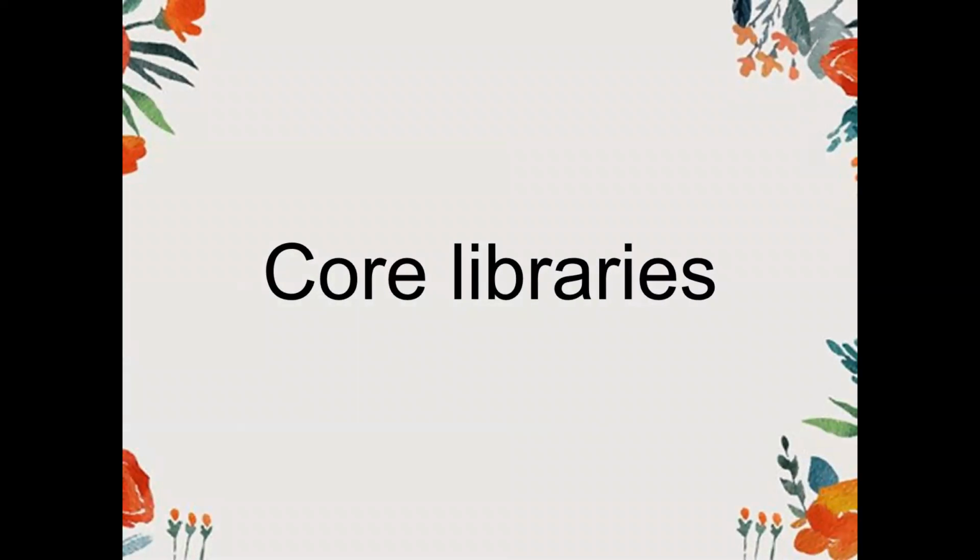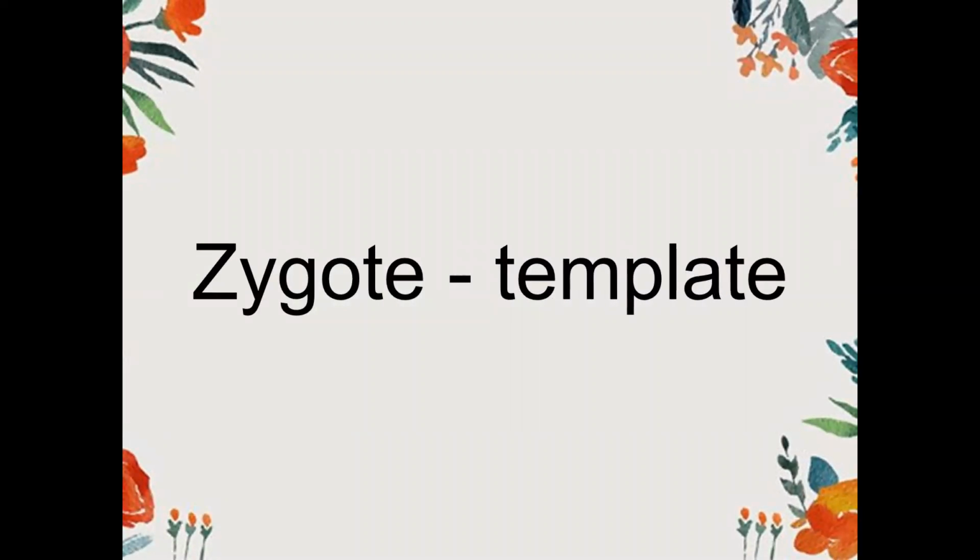The next component is the core libraries. The core libraries will enable the users to implement an Android application using standard Java programming language. Now, let us understand something about Zygote. Zygote is a special process in Android which handles the forking of each new application process. Basically, it acts as the template for each app and service that is started on the device.